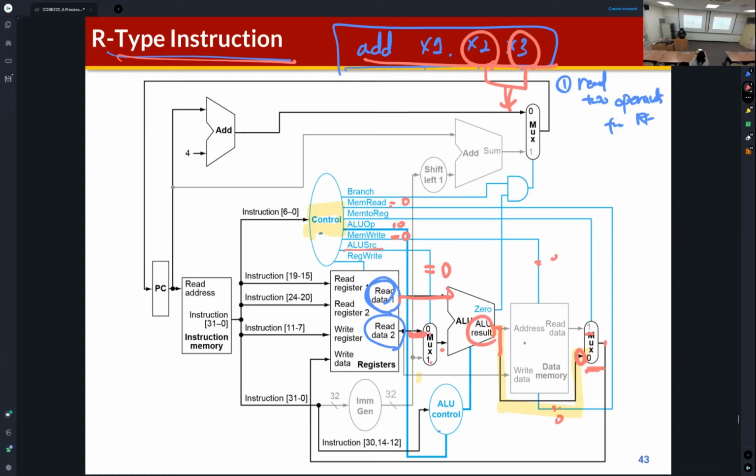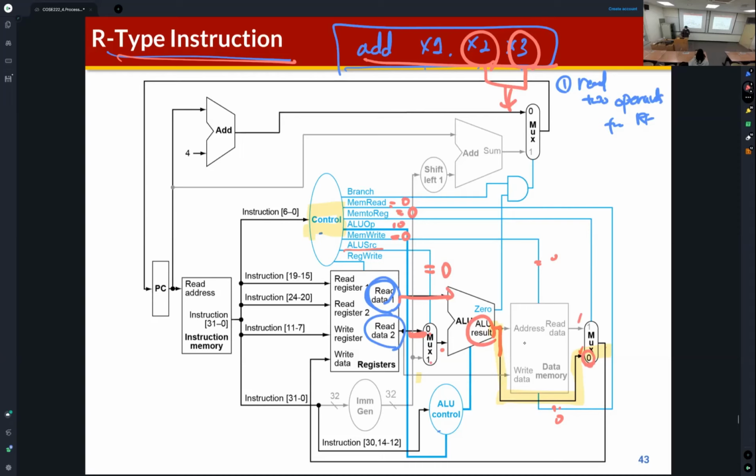So you can find that this is the 0. If the selection signal is 0, this input is selected. And if the selection signal is 1, this input is selected. Then, what is the value of mem to reg for the arithmetic instruction? We need to connect this path for this multiplexer, so which means mem to reg should be 0. So you can find that this is 0, right?